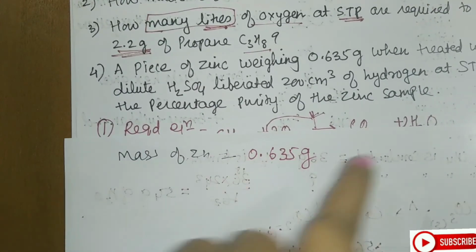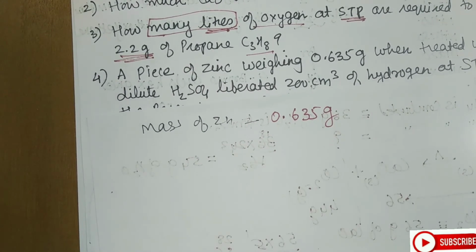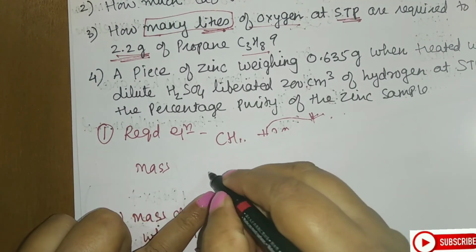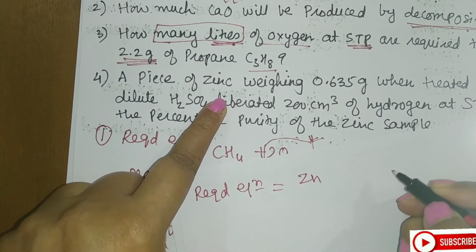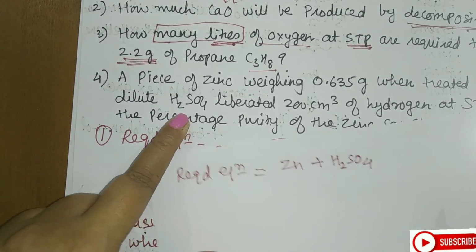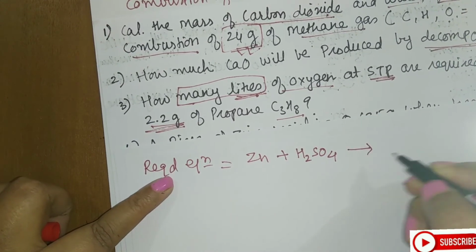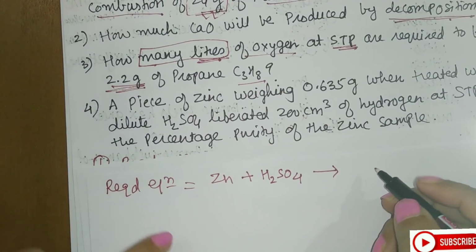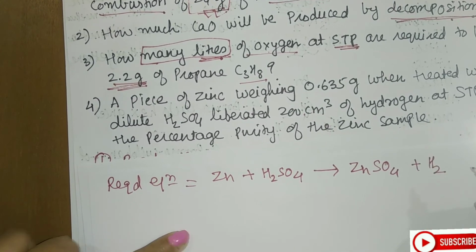0.635 gram, when treated with excess of dilute H2SO4. So how will you write the required equation here? Let us first write the required equation. My required equation is zinc reacting with H2SO4. In this reaction, students, when a metal reacts with an acid, hydrogen gas is liberated, and the next product is its corresponding sulfate. So let us see what the product is: ZnSO4 plus H2 gas is given out.